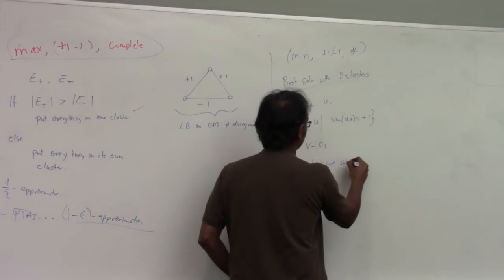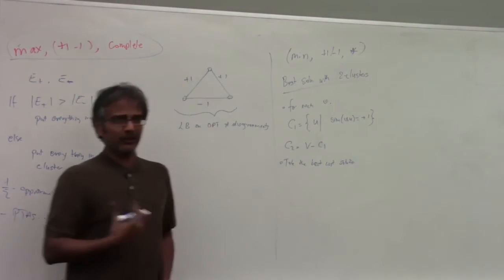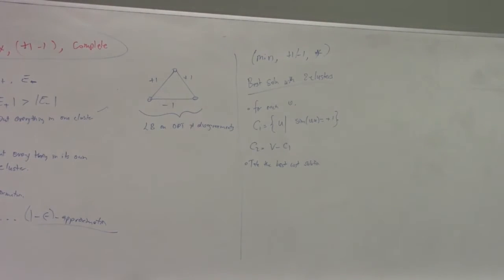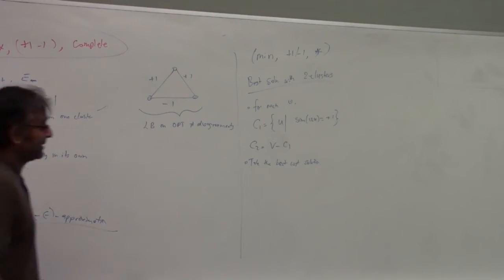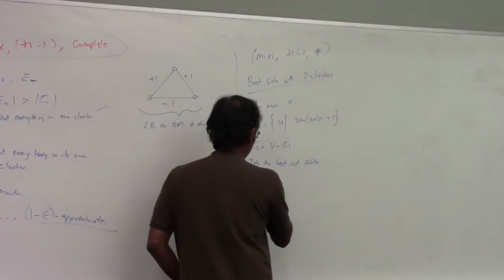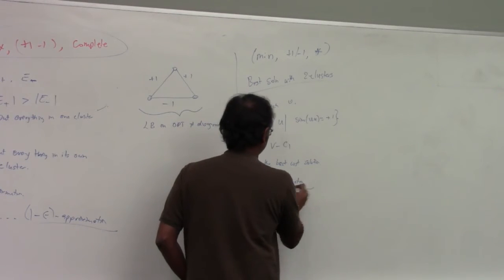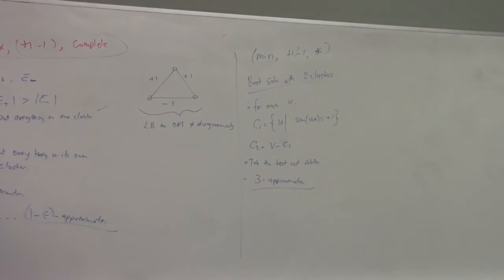You can think of this as a very simple dynamic program, where you have a very simple structure for your clustering. You just take a vertex and all its plus neighbors, and then take everything else as the other cluster. This is not the only way to construct a 2-clustering, but this is just a particular set of them. And I'm going to take the best one of these. And the claim is that this is a 3 approximation to minimizing disagreements. And again, it helps to understand why that is.